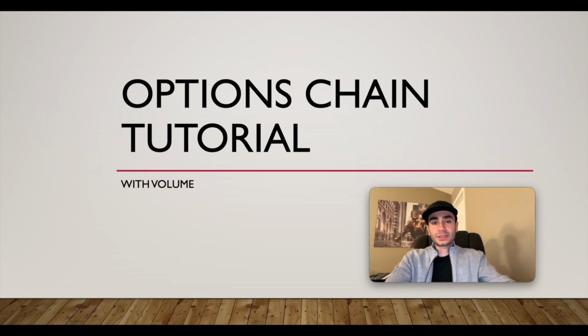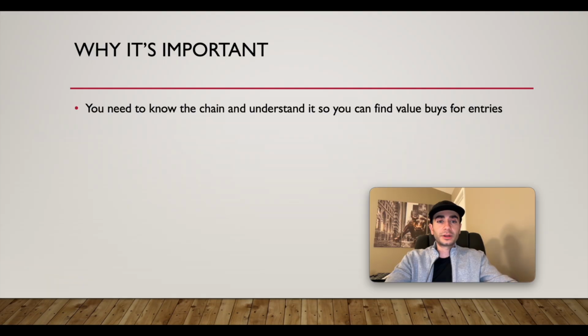So you started trading options, and you need to know the options chain, because with the options chain, you could enter at a better entry point with the data that it does provide. This is a high level tutorial. I'm going to go over the options chain with volume as well, which does play a key role with implied volatility. I'm going to talk about earnings, implied volatility, and all that stuff. You need to know the chain to understand so you could find value buys for entries.